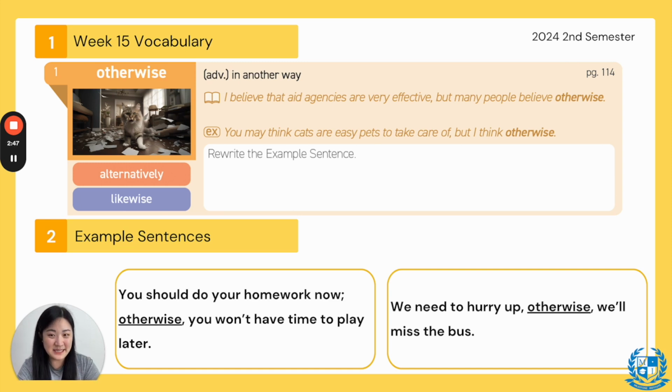Let's read the example sentence together. Are you ready? 1, 2, 3. You may think cats are easy pets to take care of, but I think otherwise. So this sentence is saying, although many people may think that cats are easy to take care of, the person who is saying this sentence doesn't think so. They think otherwise. They don't think cats are easy pets to take care of. And remember to write your example sentence, the one that we just read together, in this big white box. That's part of your homework.